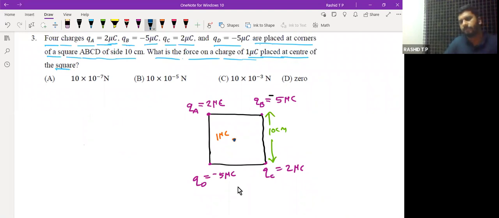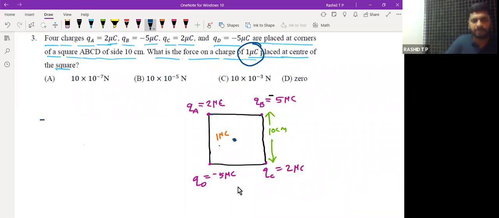While doing this kind of problem, we need to find the force experienced by this charge due to each charge. We have to find the net force on the charge at the center because of charge A, because of charges B, C, and D. Here, the charge given in the question, 1 microcoulomb, is a positive charge.